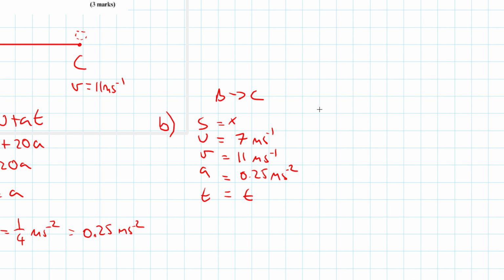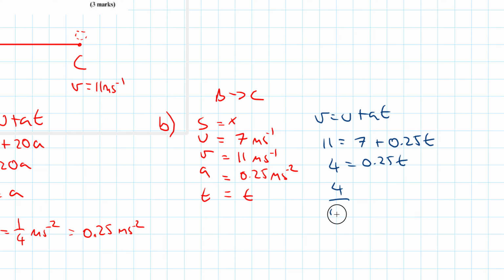So we're going to use this equation again, v equals u plus at, and we sub it in, so it's 11 equals 7 plus 0.25t. So 11 minus 7 is 4, so 4 equals 0.25t, and then 4 divided by 0.25 gives you 16. So 4 over 0.25 equals t, so t is equal to 16 seconds. And that gives us our answer for part B.